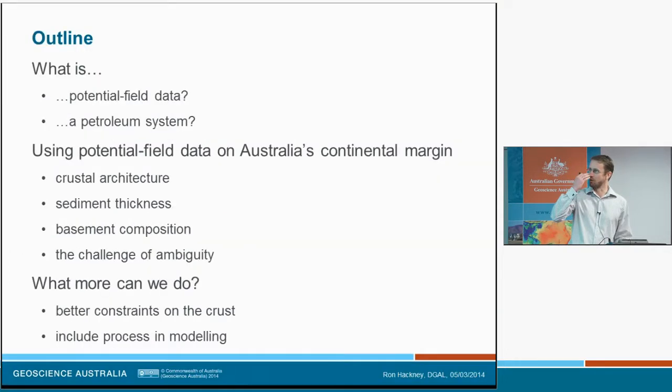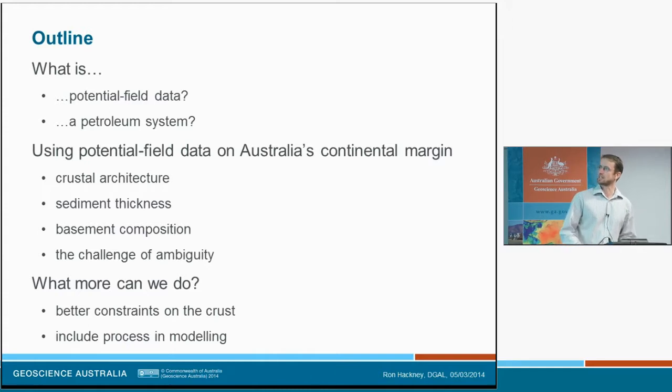So what am I going to talk about? Well, first you might be asking, what's potential field data? Of course, that's gravity and magnetic data. So I want to talk to you a little bit about what that is. I'll touch on also what a petroleum system is, just some of the key elements of that, because I think it sets the context, although I think that'll be pretty familiar to most of you.